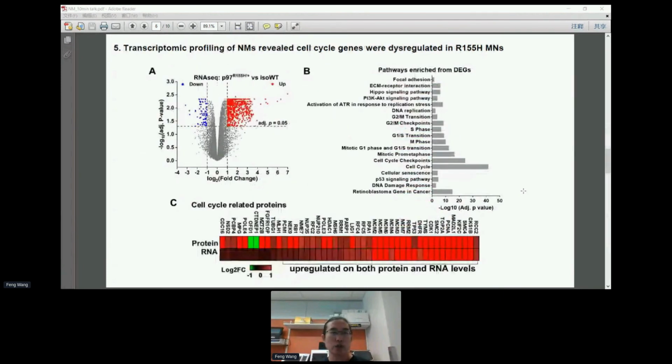And then we also used RNA-seq to profile the transcriptome of the motor neurons. Similarly, we got a lot of upregulated genes, and the pathway analysis also revealed that cell cycle related pathways were dysregulated in the disease mutation motor neurons. And we also compared the dysregulated cell cycle proteins at the protein level and the RNA level. We found most of them are upregulated in both, in the mutant neurons.